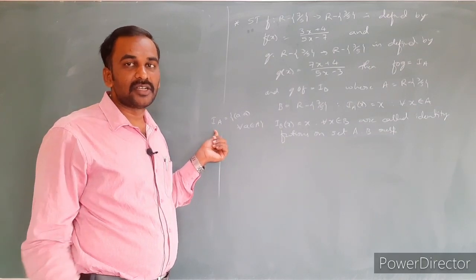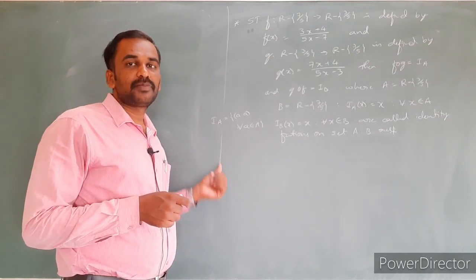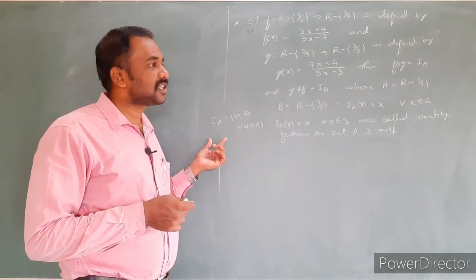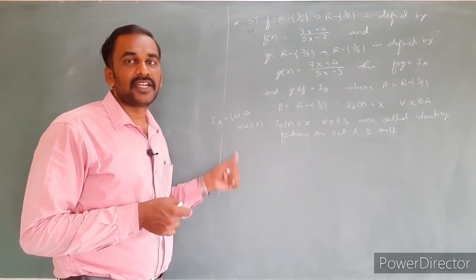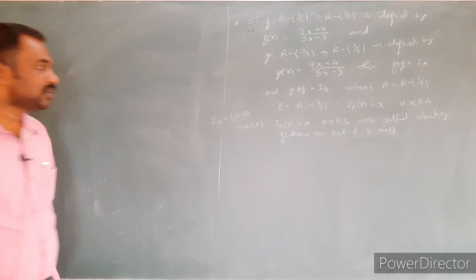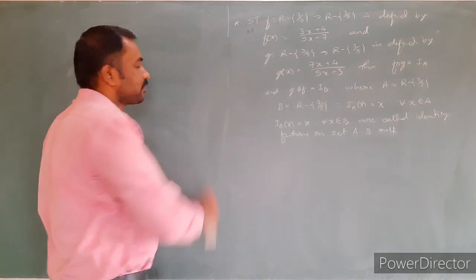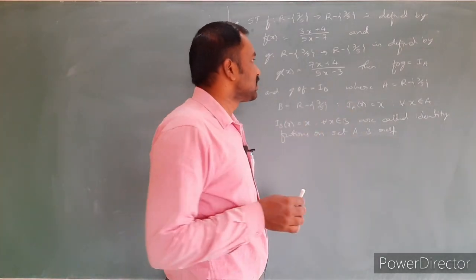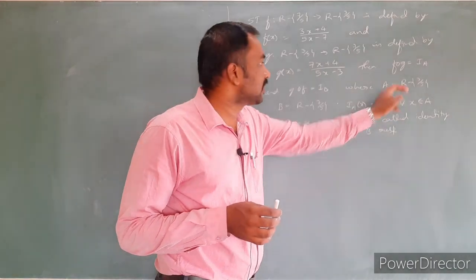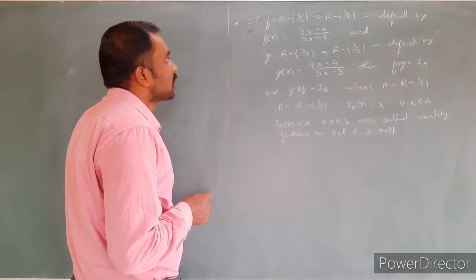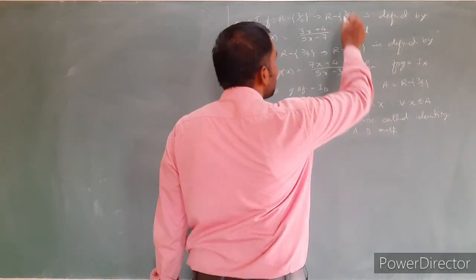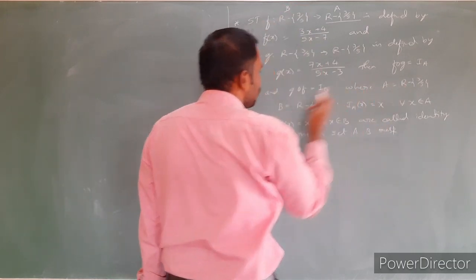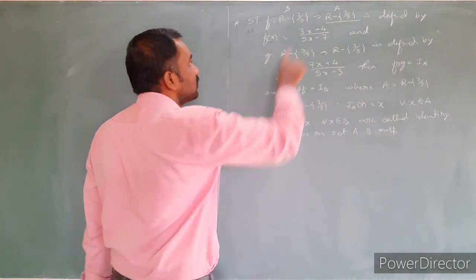What is the definition of a function? Every element of the first set, the domain, has one and only one image in the set B. It satisfies the condition, and the relation becomes an identity function. I_A is the identity function on the set A, and I_B is the identity function on the set B, where A is R minus the singleton set {3/5}, and B is R minus {7/5}.